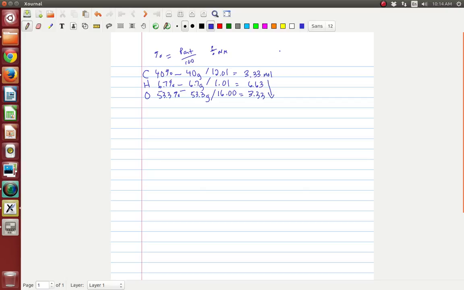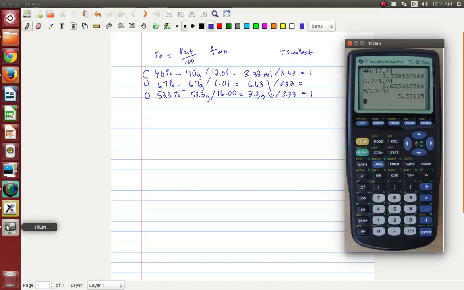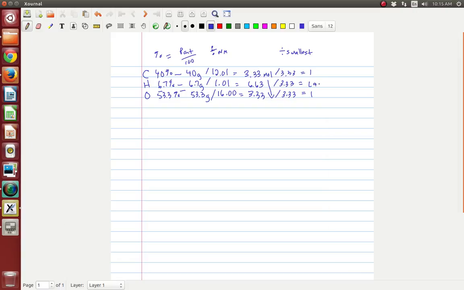The next step says to divide by the smallest, whichever one the smallest one is. The smallest one, in this case, they're both 3.33 moles. So we're going to divide by 3.33 all the way down. Obviously this one's 1, and this one's 1, and this one is 6.63 divided by 3.33, and that gives me 1.99. Now this is a ratio. At this step we evaluate, can I round?